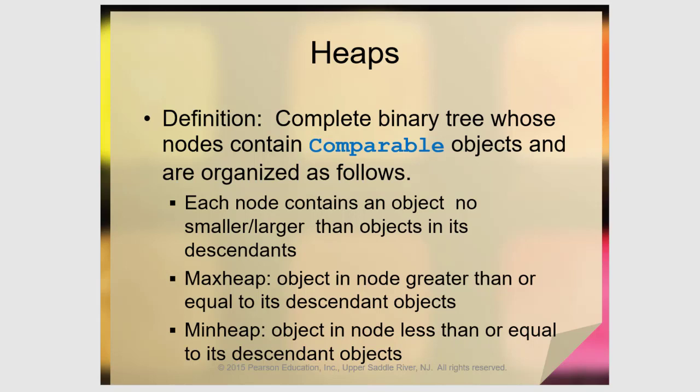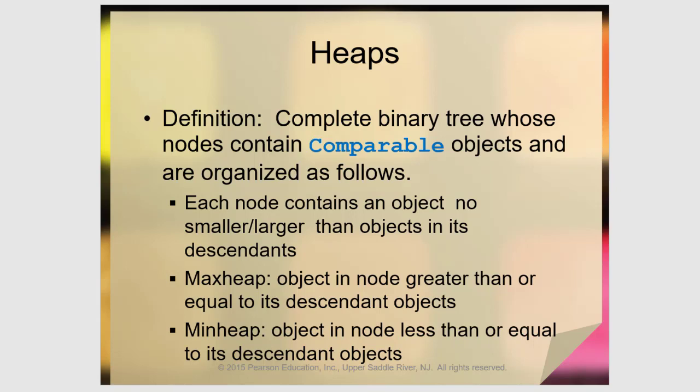The heaps, the definition, are a complete binary tree, not a binary search tree, but a binary tree, whose nodes contain comparable objects and are organized as follows. Each node contains an object no smaller or larger than objects in its descendants. Now, the smaller or larger doesn't mean you get to pick willy-nilly. There are actually two different types of heaps. You have to decide whether your heap is a max heap or a min heap.